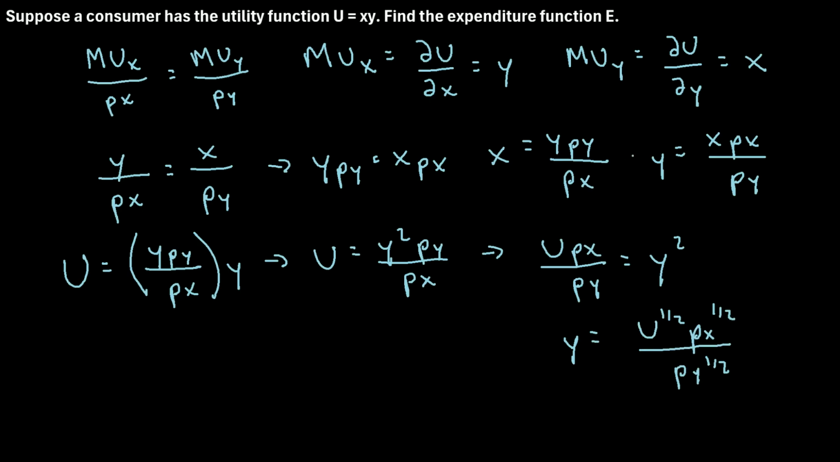And then we can repeat this process and then plug y into the utility function this time. So we'll get u is equal to x times, for y we're plugging in this quantity.